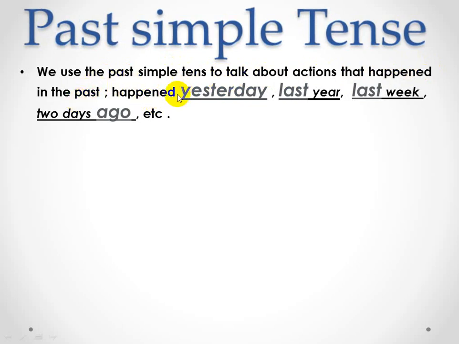And we have keywords that refer to the past: yesterday, last year, last week, two days ago, an hour ago, a moment ago, a year ago, 10,000 years ago, etc. Last year, last week, last month, last night, last decade, last century, etc. So we have words that refer to the past. Past simple: actions that completed, happened, finished in the past.